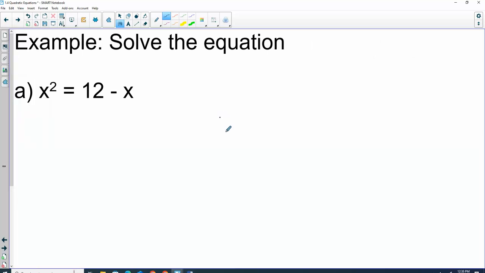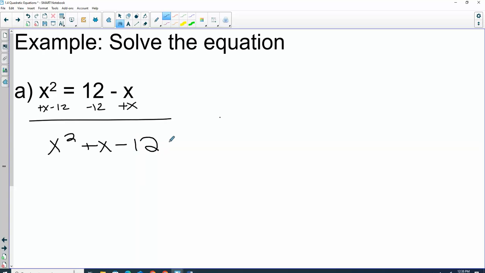All right. Take a look at this one. If I asked you to solve this equation, what would you have to do first? Right, has to be equal to 0, so we need everything on the same side. Add over this x, subtract over the 12. Up to you guys if you show the work for that, as long as you move it all over. So we end up with x squared plus x minus 12.